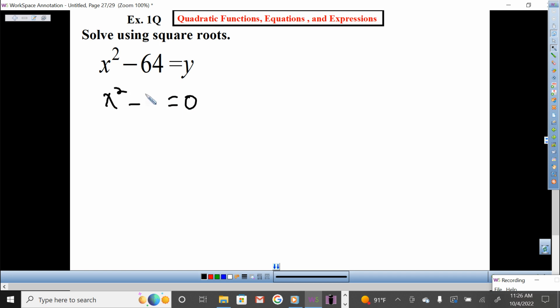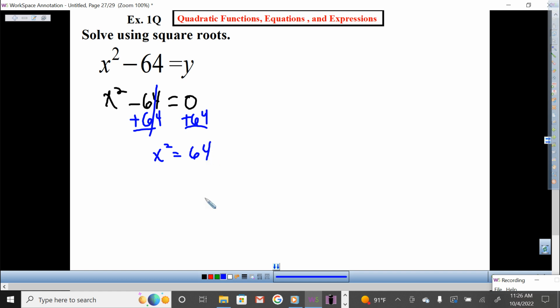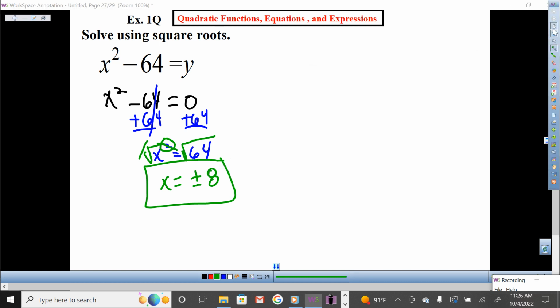So x squared minus 64. From there, we need to leave the x by itself, so what do we do? Add 64 to each side. X squared equals 64. We need to eliminate this squared. How do we do that? Square root. So x equals plus minus. What is the square root of 64? 8. And did you get that by yourself? Okay, so let's do another one. Example 1 mega cube. Copy this.